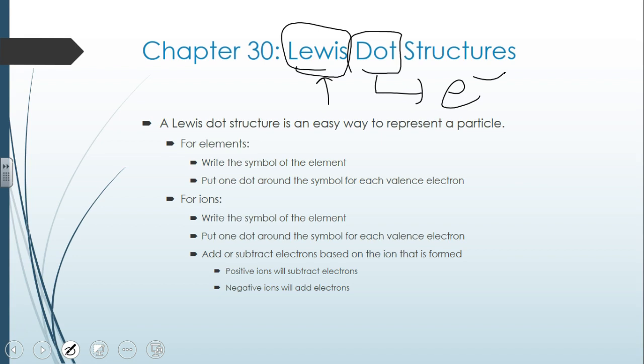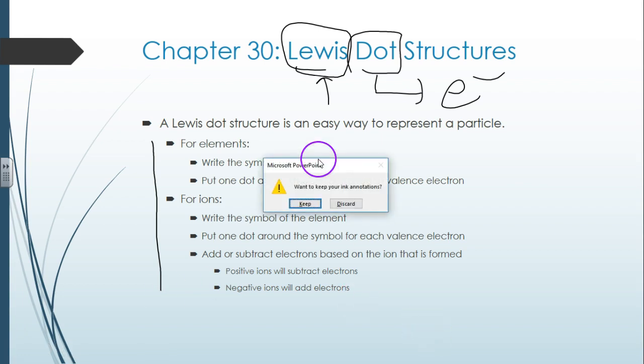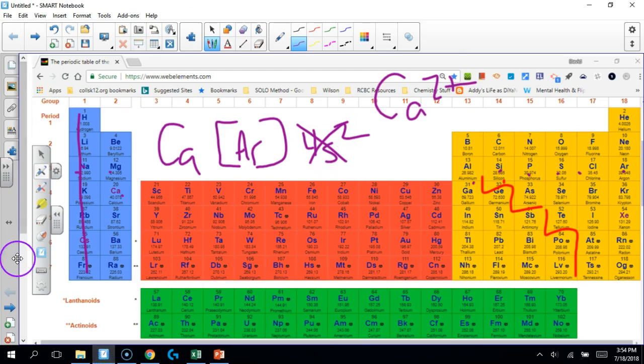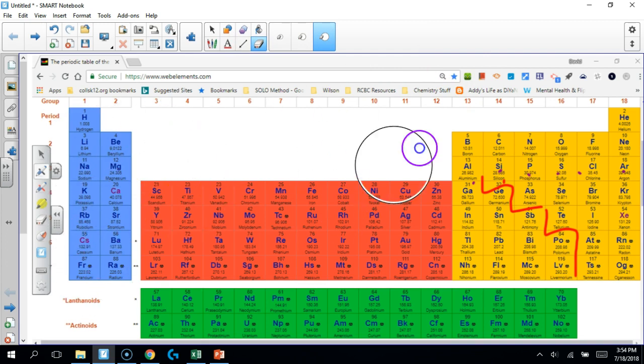I'm going to have you take a minute and write down these rules right here, or you can print them off on the printer. And then once you do that, I am going to go to the periodic table, because we're going to talk about elements and ions. I'll erase all the writing here from some previous thing. So here's what we're going to do.